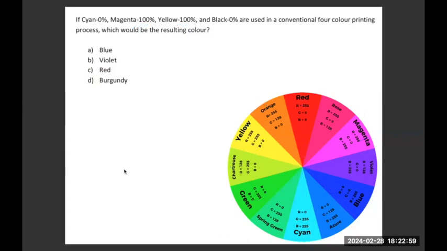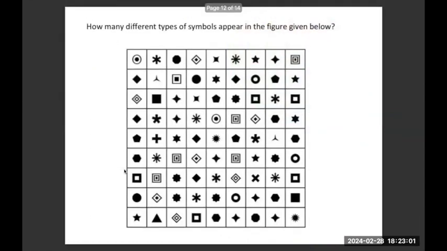Move to the next one. How many different types of symbols appear in the figure which is provided below for you? In this case, what we are going to do is go one by one, in series, and keep writing the numbers of the symbols which are different. No, bad color to write, I'm sorry.